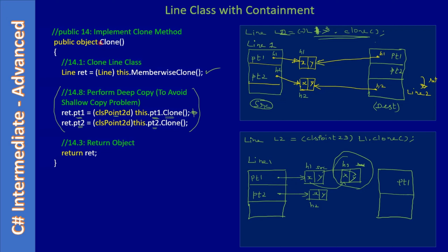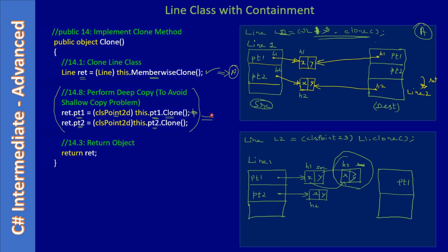The caller is here the clone of a line. So the returned value is stored here. We have the return value, right? This is the return dot pt1. Return dot pt1 means this is the new object in heap. Member-wise clone, we already told, will create a new instance. So this is the new instance. So this snapshot is at this location.